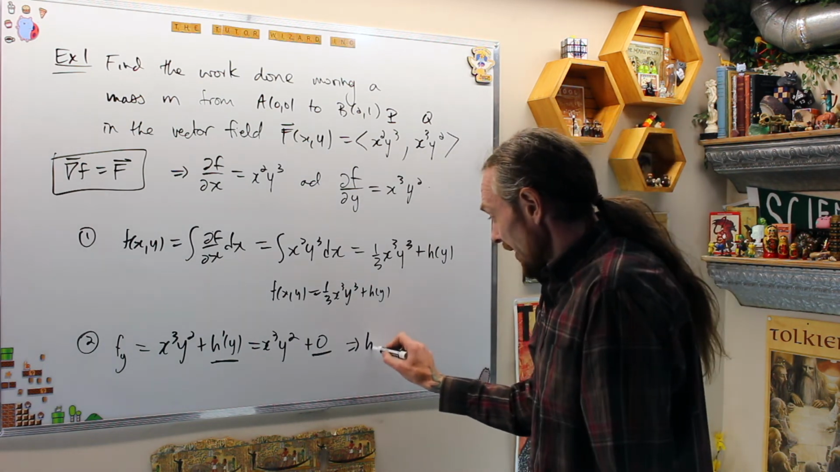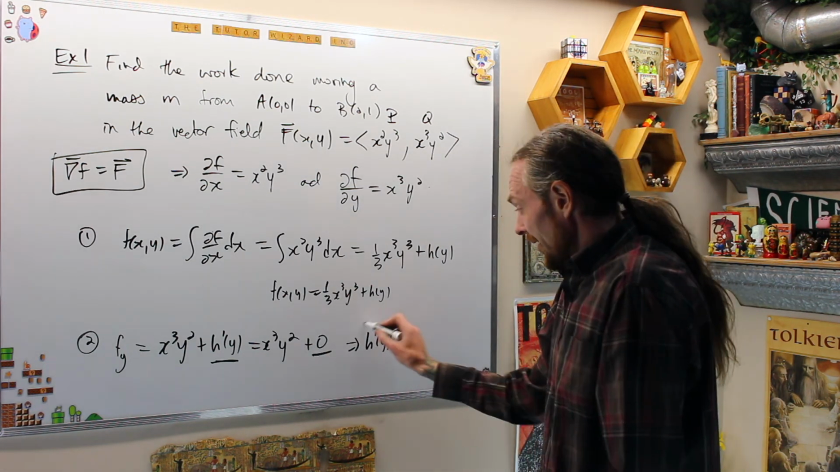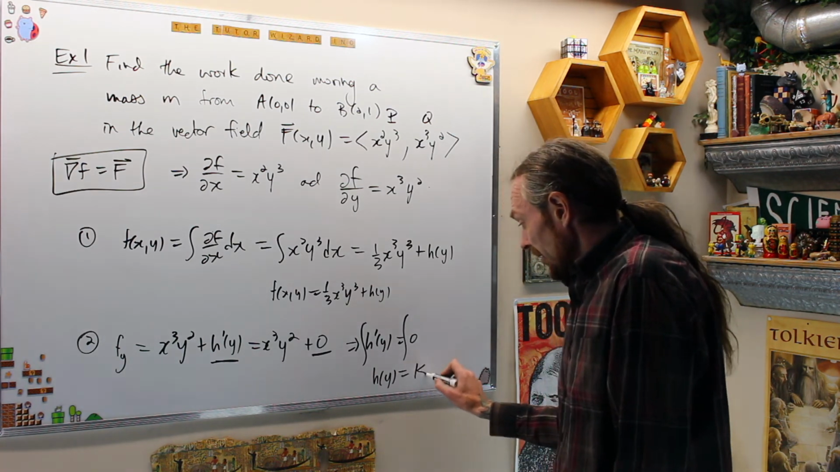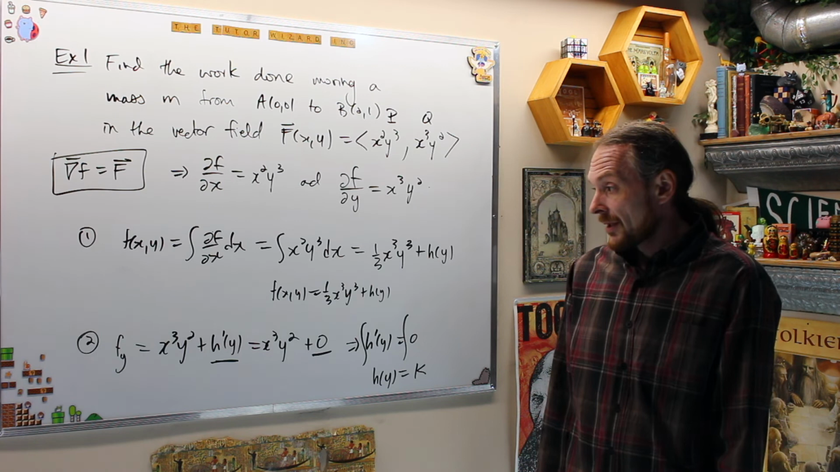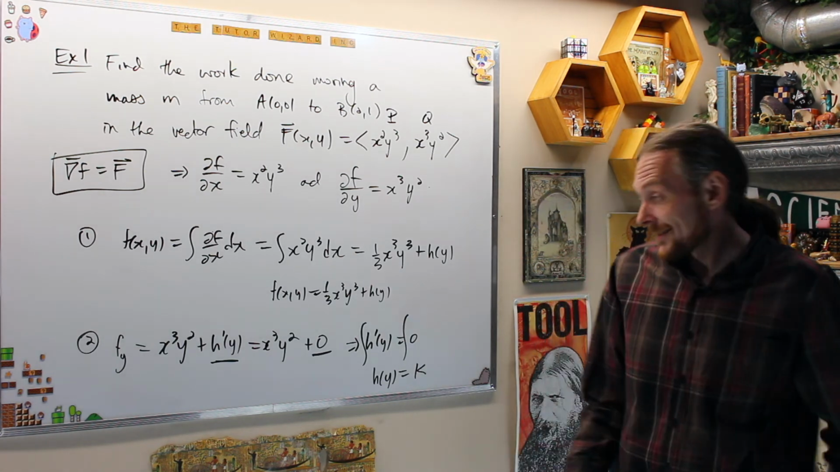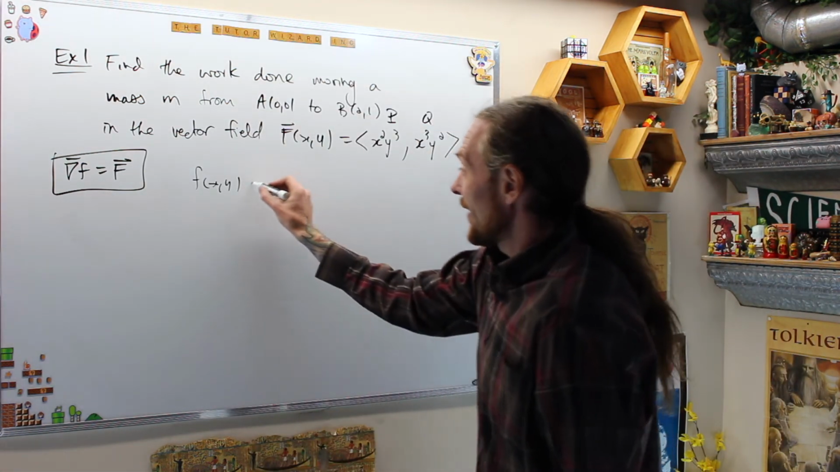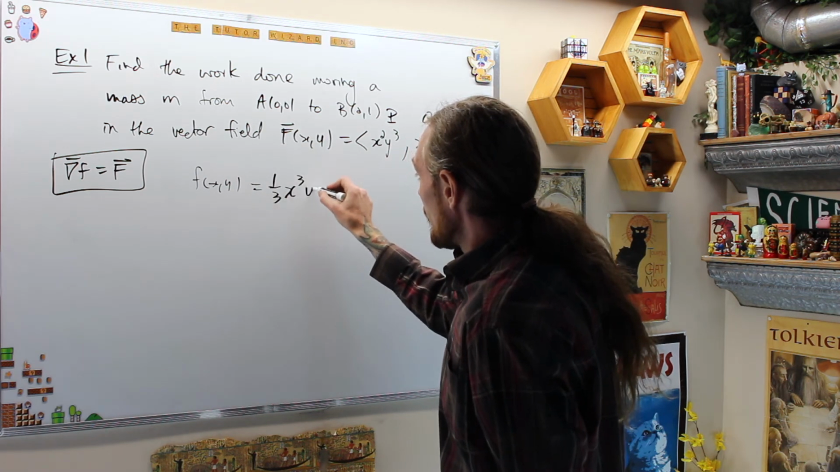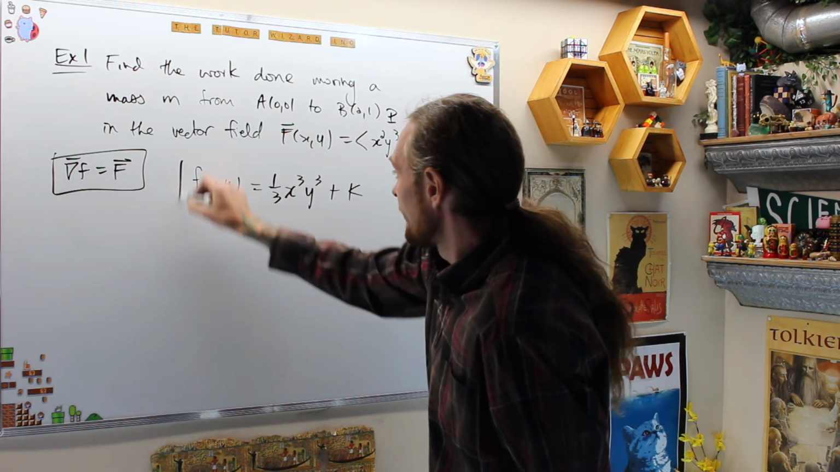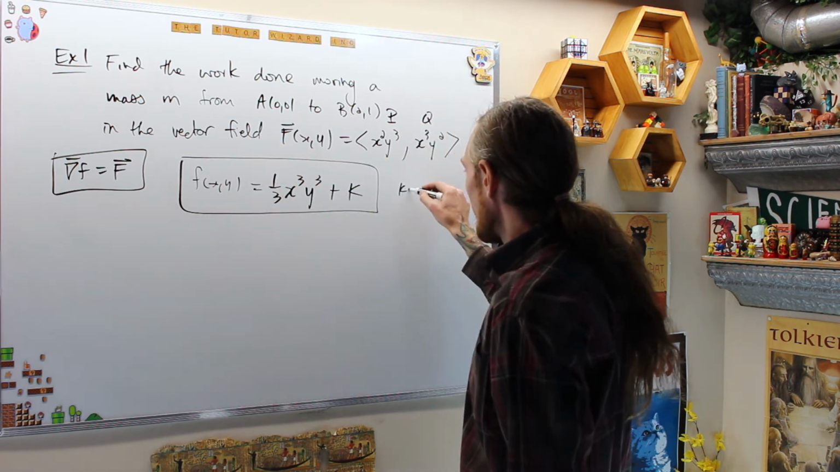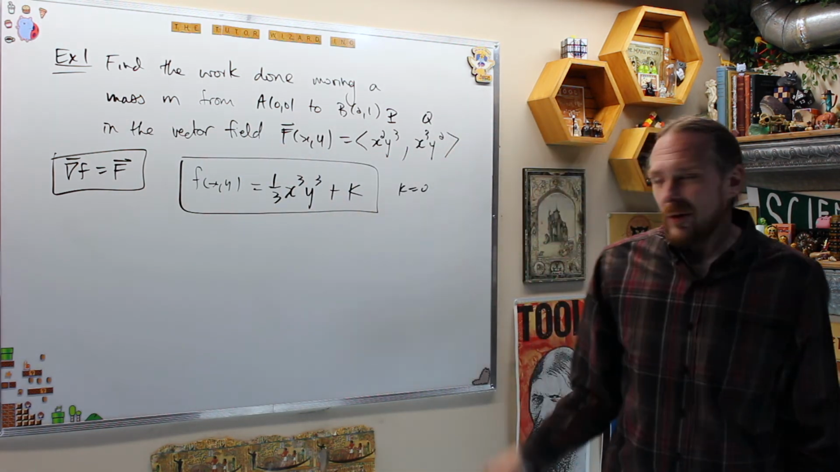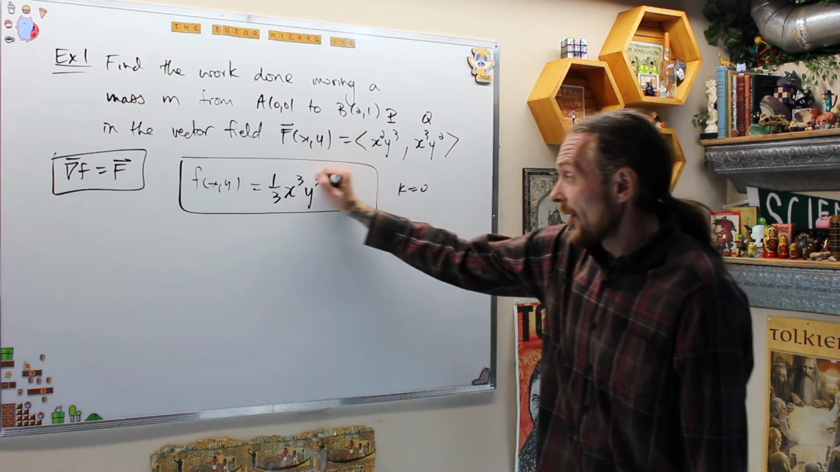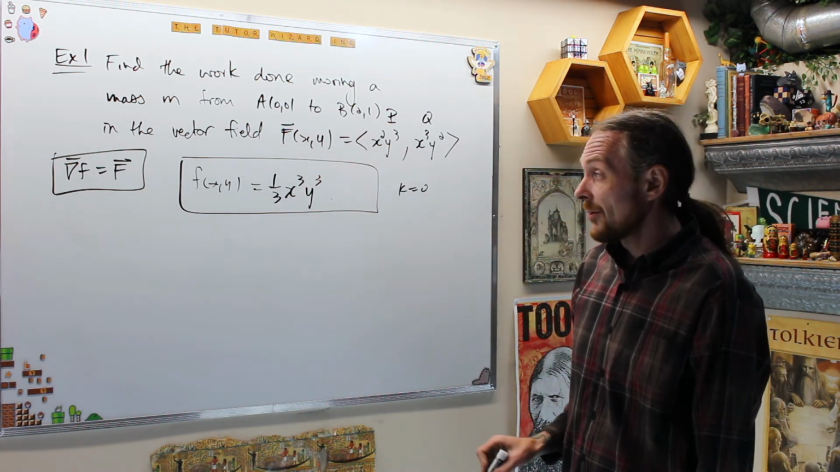So that says that h prime of y is 0. Integrating that says h of y is a constant of integration. What does that say for us? That says f of x, y is equal to 1 over 3 x cubed y cubed plus k. We can take k equals 0. Or if you don't want to, you'll see when you do f of b minus f of a, this is going to go away. But our function is this now, setting k equal to 0.